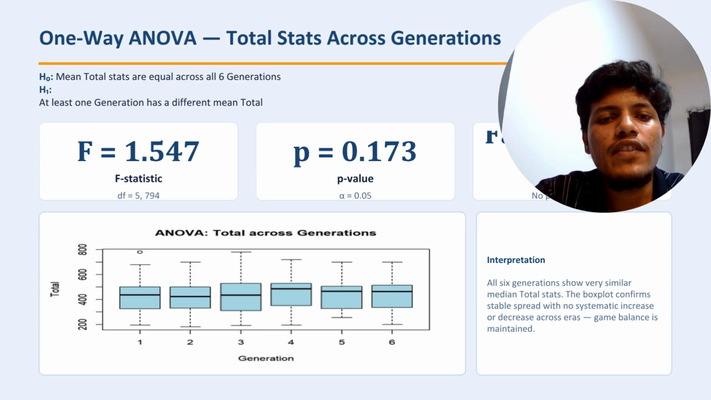This means there is no significant difference in the average total stat between the six generations. The box plot also shows similar medians and spread for all generations. This tells us the Pokemon's strength has stayed fairly balanced across different generations.